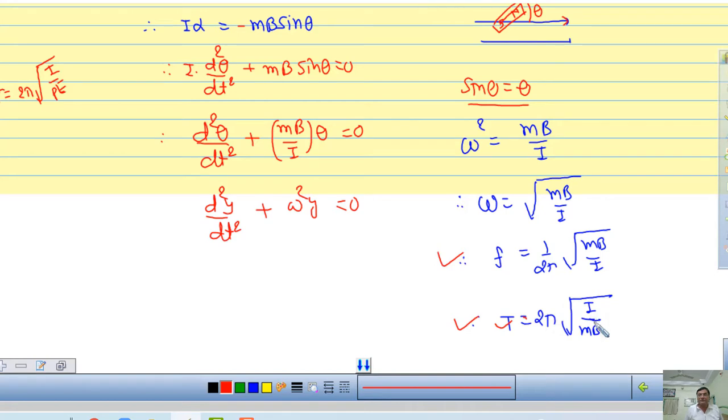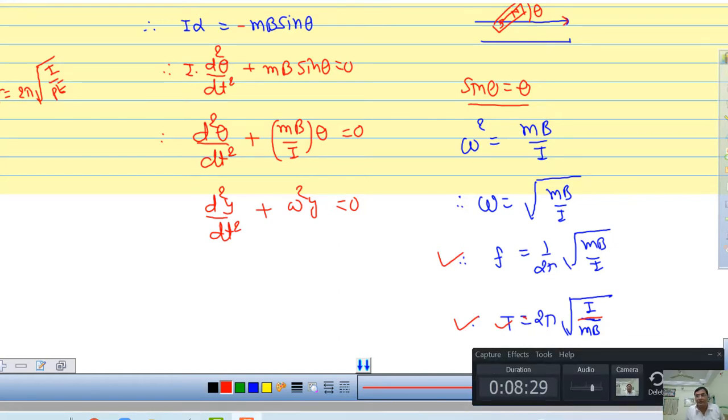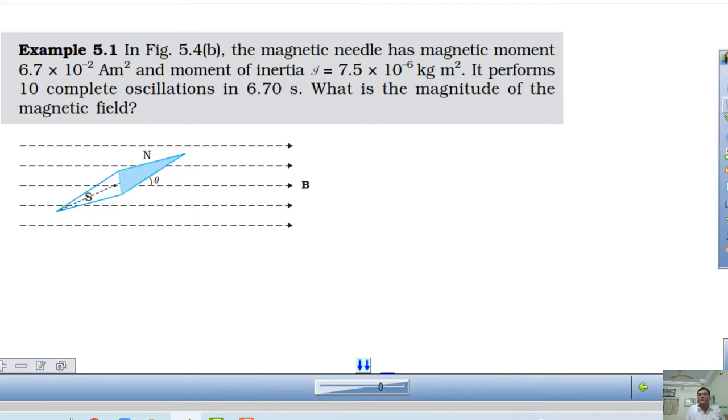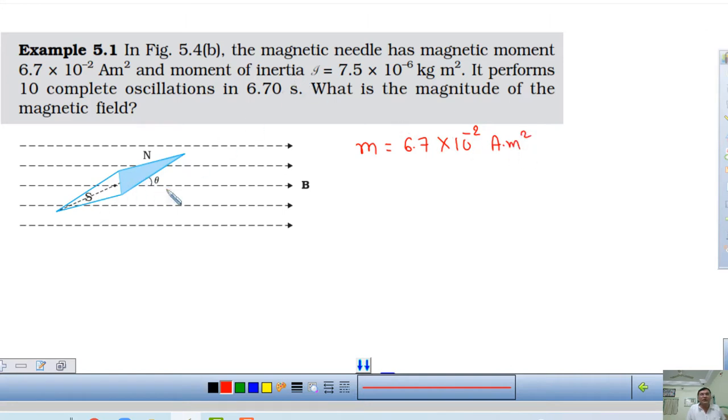So this is very, very important. Based on that, we have this problem. This is the figure. The magnetic needle is here. Its magnetic moment is M equal to 6.7 into 10 raised to minus 2 ampere meter square, and the moment of inertia is I equal to 7.5 into 10 raised to minus 6 kilogram meter square.